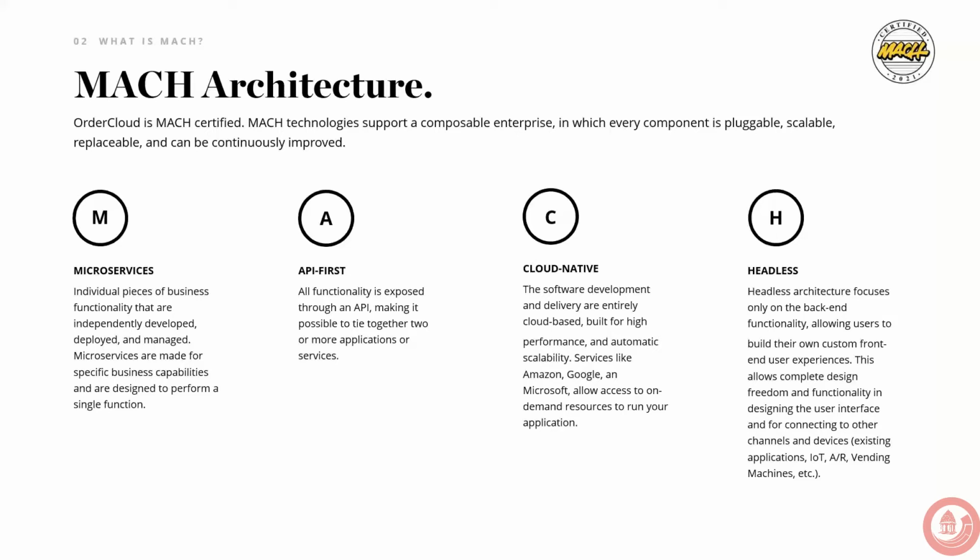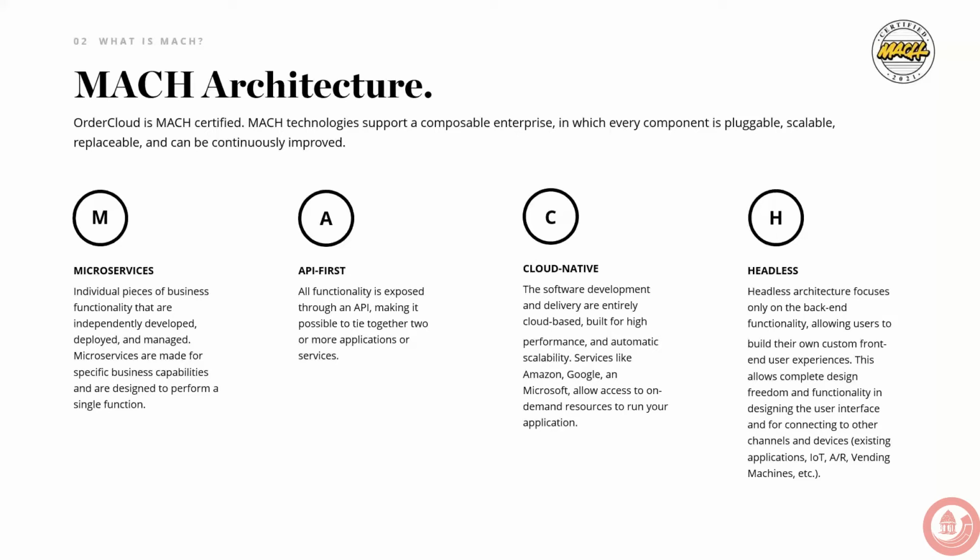API first, so all the functionality of the platform should be exposed through an API, making it possible to tie different pieces of the application and services together to make a joint application on top of it. And cloud native, so the software and the platform itself should be entirely cloud-based. It should be built for high performance, automatic scalability. As you know, services like Amazon, Google, Microsoft allow access to on-demand resources, and OrderCloud is actually built on top of Azure.